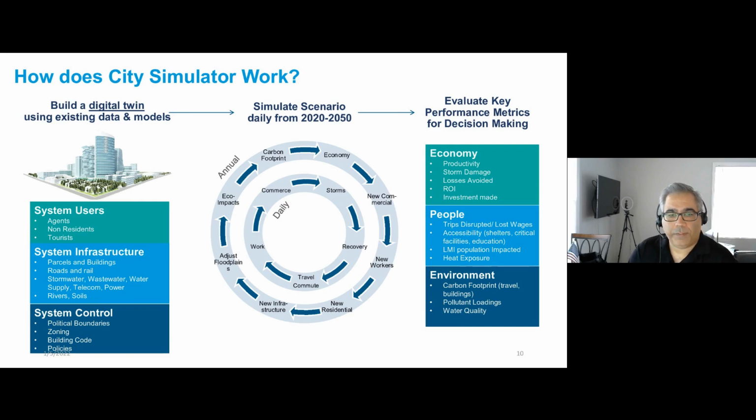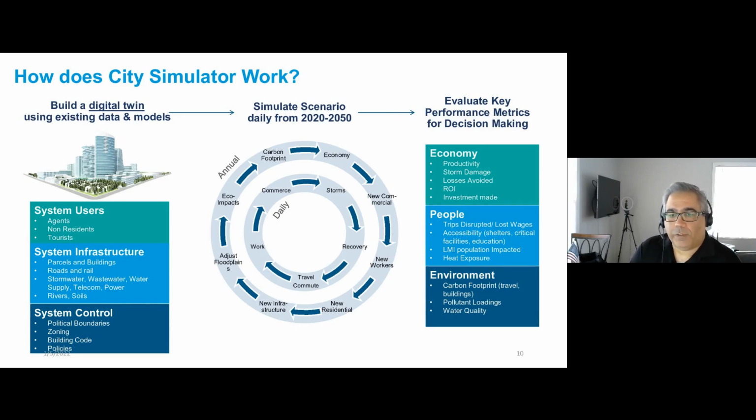We assess the disruption to the agents in the system. Who's not getting to work, who's having to take a longer route to get to work, and so on. Also within the daily loop, we're simulating travel, people moving through the city. We're simulating work, people going to work, and commerce and other activities like that.